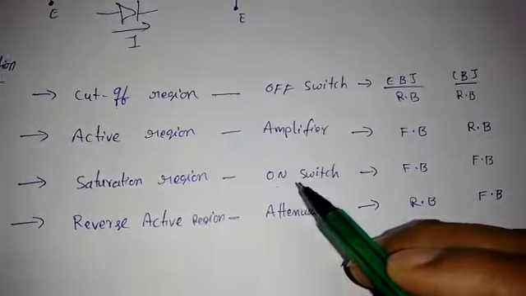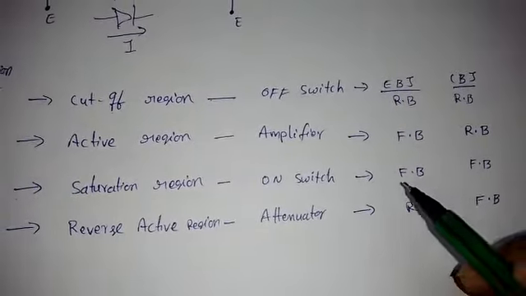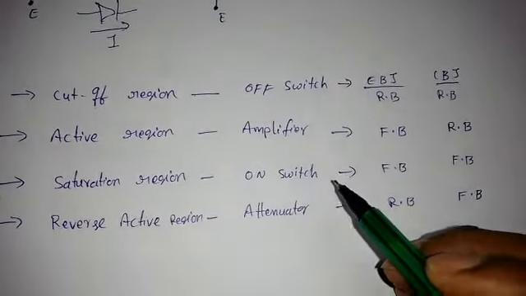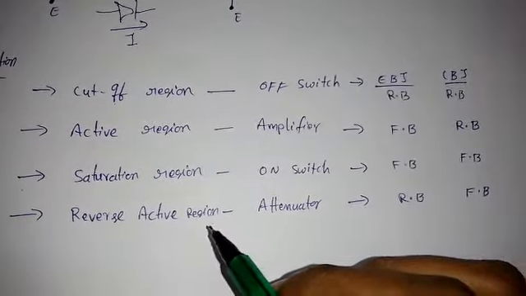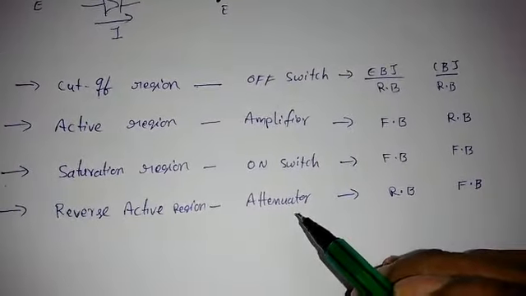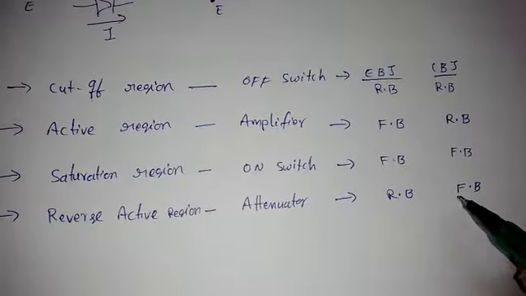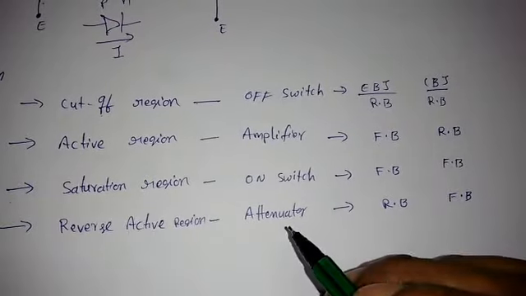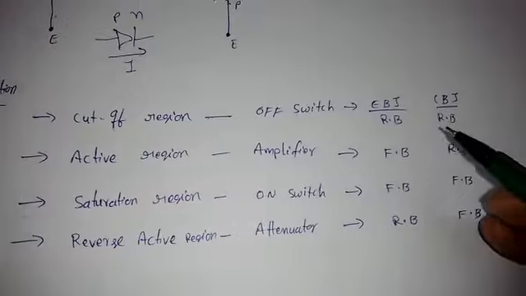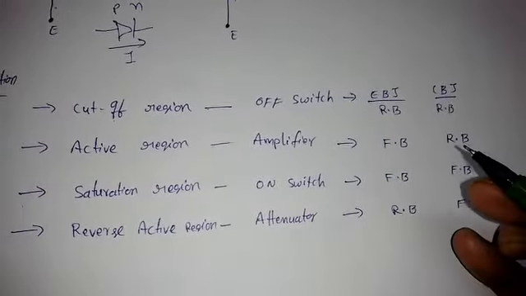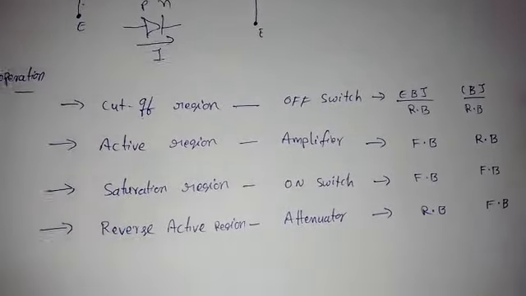In the saturation region, it behaves as an on switch, so both junctions should be forward biased. Whenever a diode is on, it behaves as a short circuit, so it looks like an on switch. In the reverse active region, it behaves as an attenuator. That means the input junction should be reverse biased and the output junction should be forward biased. That means if we give some input at the input, it will be decreased by some amount, either beta times or alpha times. So it behaves simply as an attenuator.